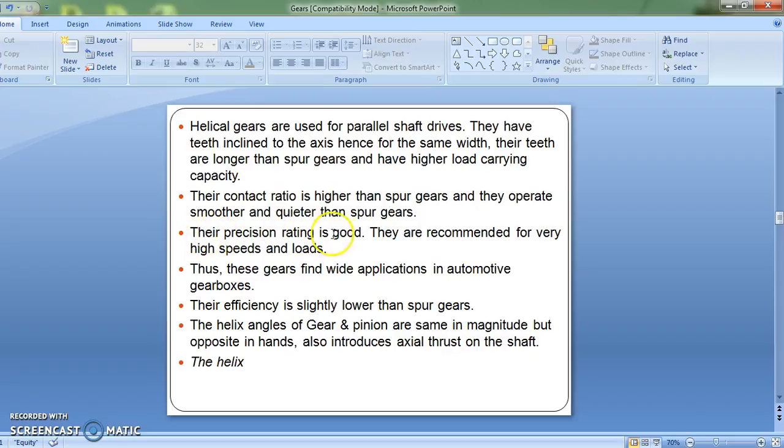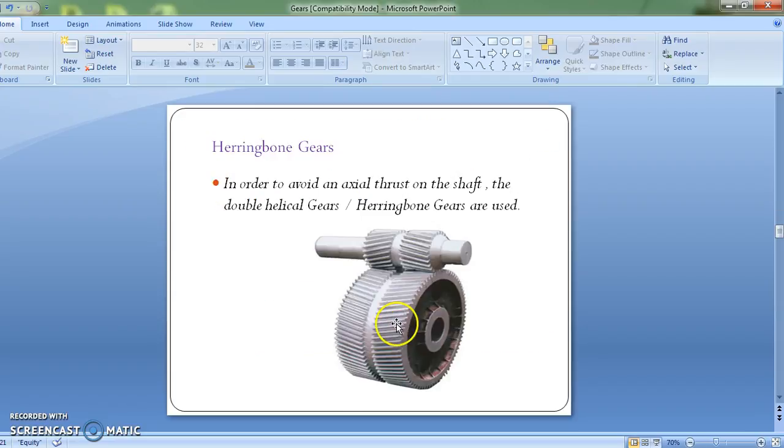Their precision rating is good. They are recommended for very high speeds and loads. Thus, these gears find wide applications in automotive gearboxes. Their efficiency is slightly lower than spur gears. The helix angles of gear and pinion are same in magnitude but opposite in hand. Helical gears also introduce axial thrust on the shafts.